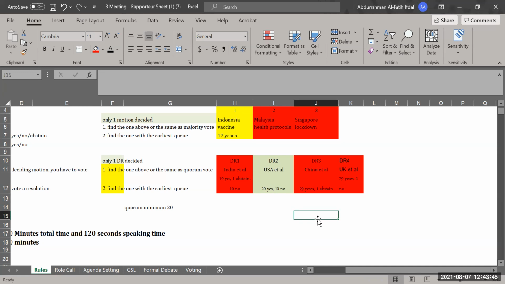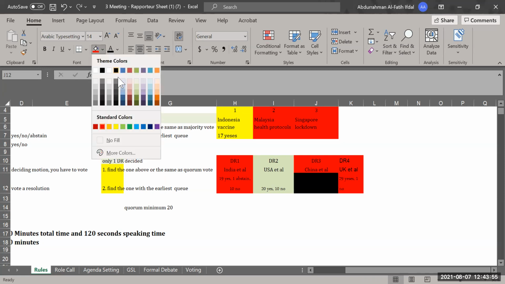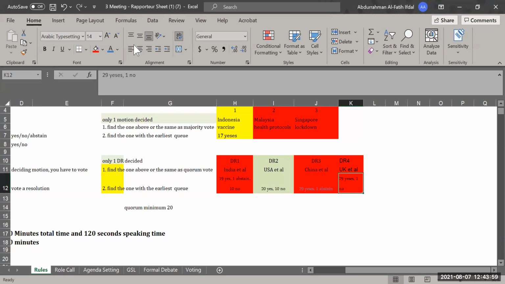But once USA fulfills the two requirements, then the next draft resolutions will not be voted. So this is basically just a trap question. This will not be voted. The R2 will automatically be declared as the passed draft resolution. Okay, any questions so far regarding this?